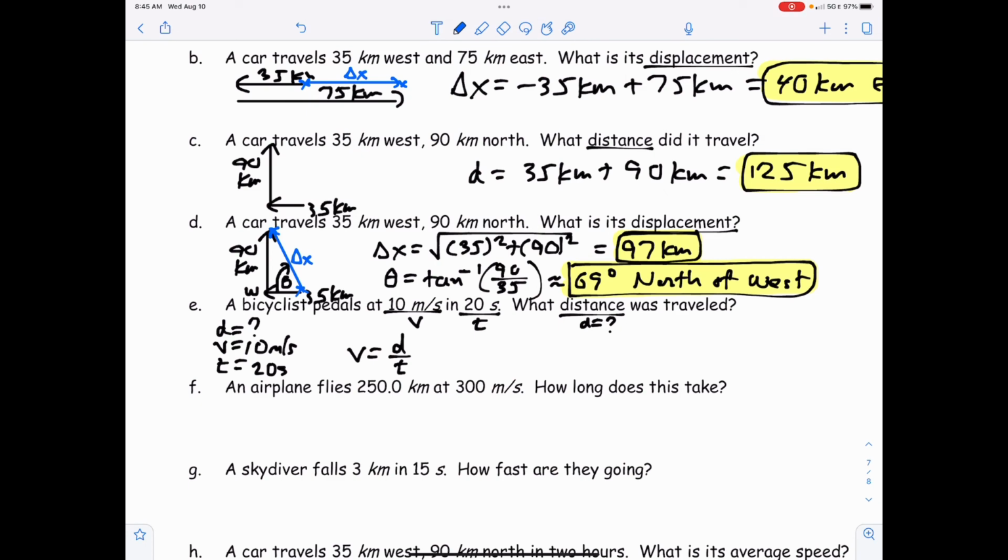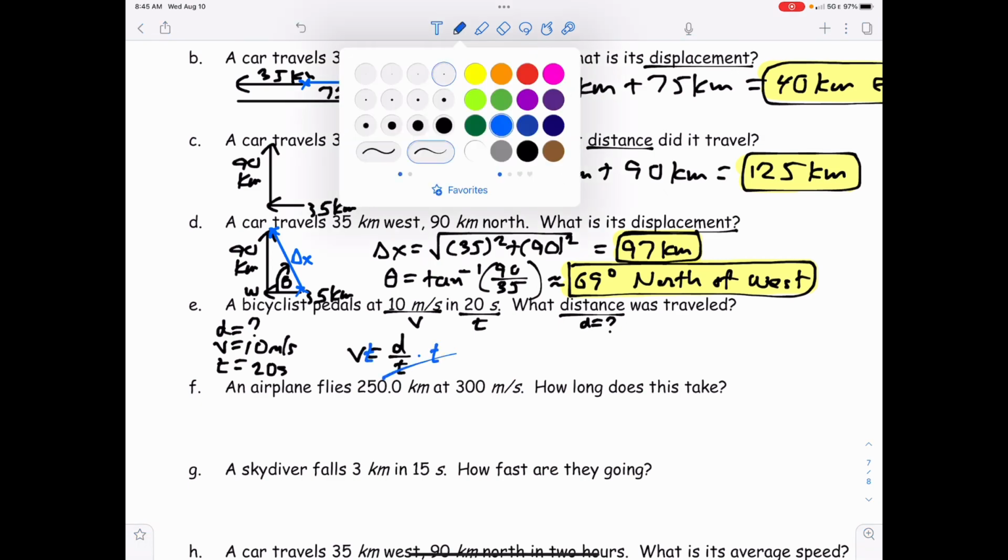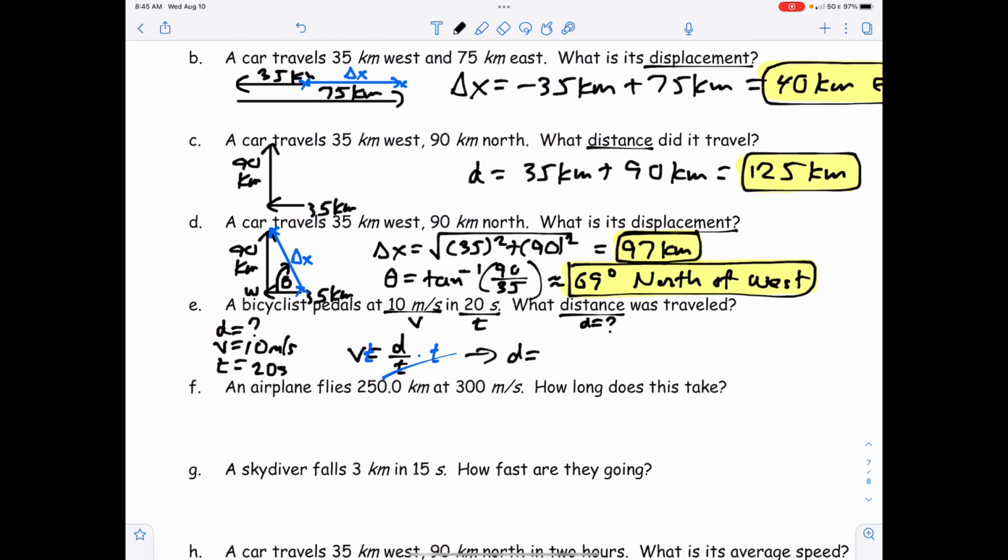That's our speed equation. We're going to multiply both sides by T in order to get distance by itself. And distance is speed times time. Okay, and we're going to go 10 meters per second times 20 seconds. You should be able to see how the units of seconds drop out, and we're left with a unit of meters, which is the appropriate unit for distance. And 10 times 20 would be 200 meters, the distance the bicyclist pedaled.